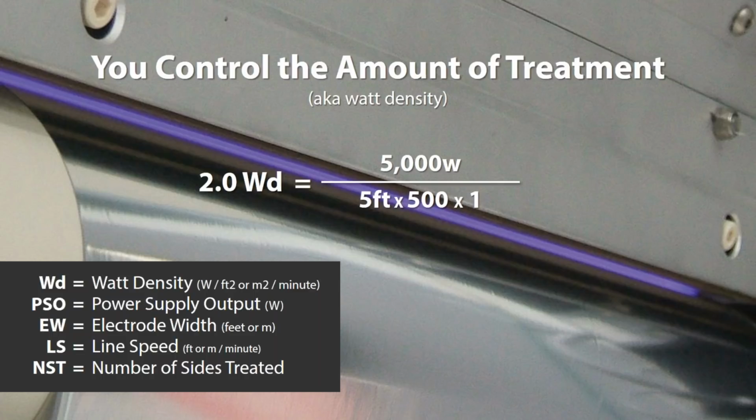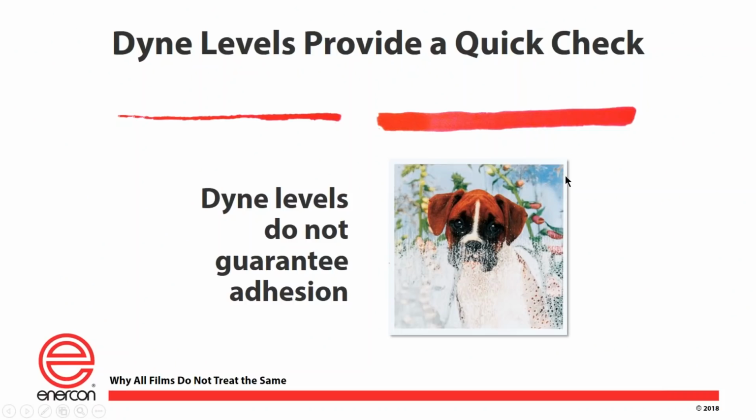Now, once that film's treated and it comes to the converter and it's at an already elevated dyne number, well, just to bump that treatment or just to increase it a little bit to get it to be more functional may only require a 2 watt density. So these watt density values and dyne numbers do have connections, and we're going to work through this as we go through the slide. So let's talk about the dyne level, the watt density, and adhesion.